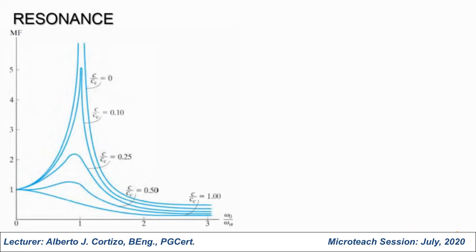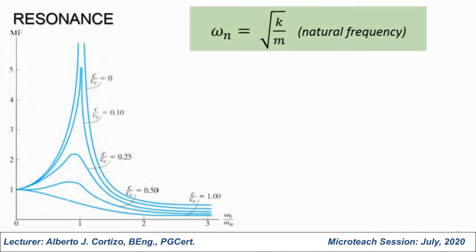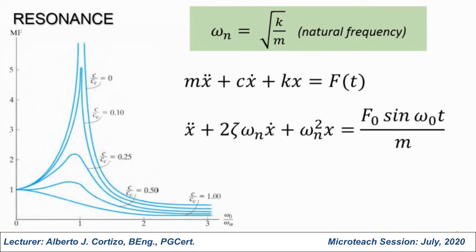Every system has its natural frequency, and it can be found as per this first equation over here, and it relates the K factor with the mass of the system. The basic equation that describes forced vibration can be rewritten by using separate mathematical transformations. This is another way to represent the system.